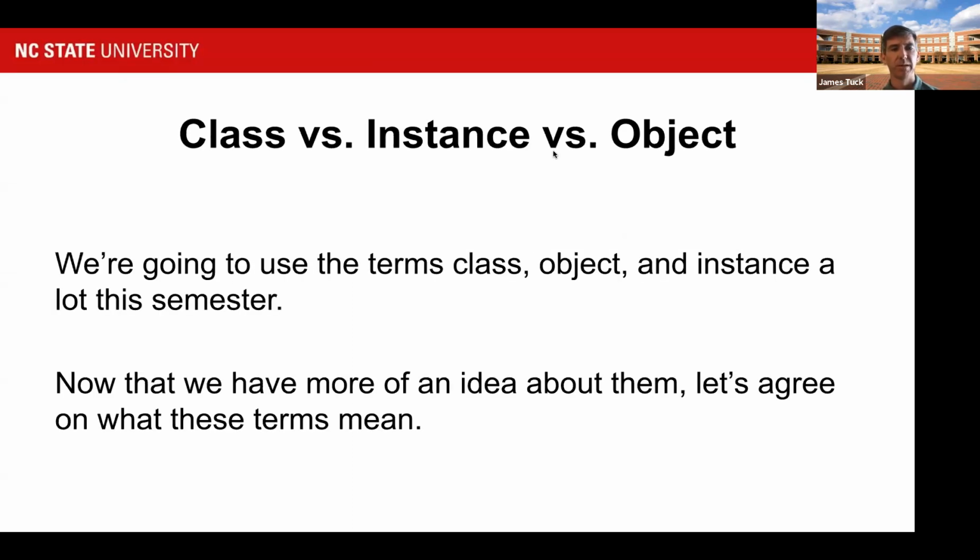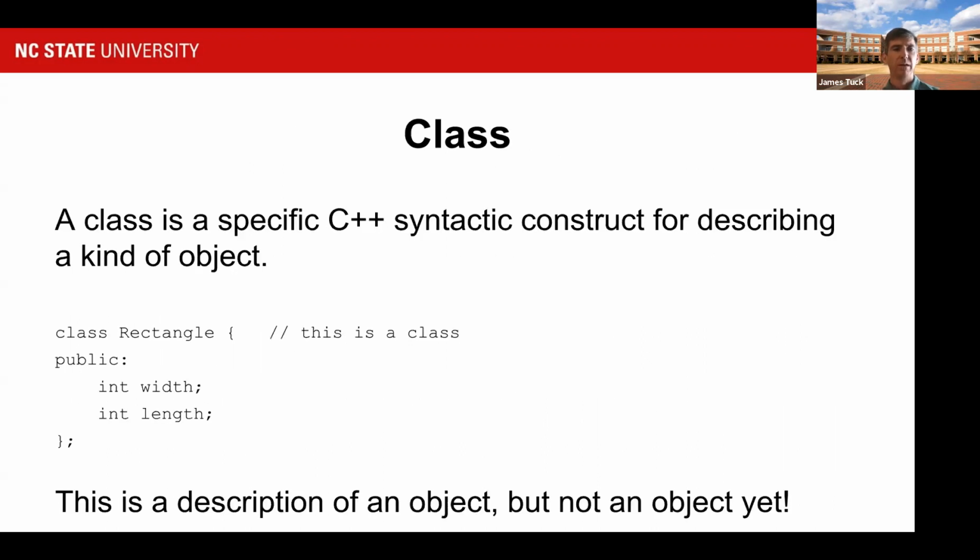Okay, so a class is a specific C++ syntactic construct for describing some kind of object. And in fact, a lot of object-oriented programming languages use the keyword class to denote a way of describing an object. Like when I wanted to describe the rectangle object, we declared this class called rectangle with these various members. This is a description of an object, but it's not an object yet. It is just a class. It is a way of describing a kind of object we're eventually going to have in our program.